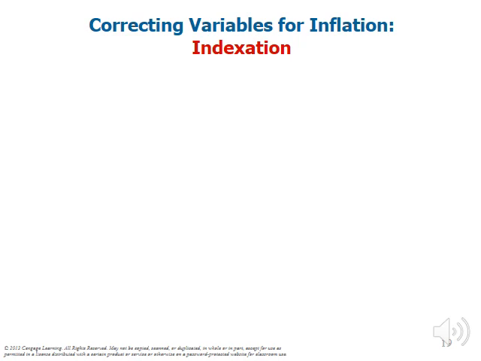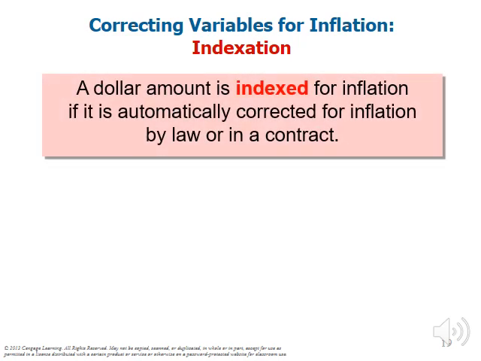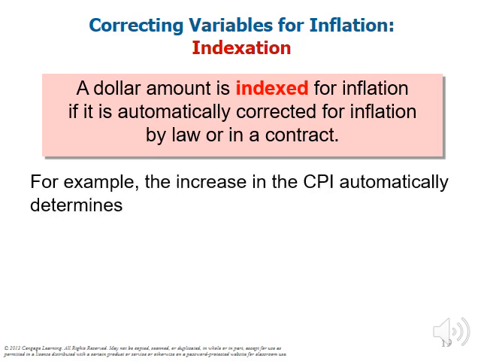Correcting variables for inflation: indexation. A dollar amount is indexed for inflation if it is automatically corrected for inflation by law or contract. For example, the increases in the CPI automatically determine the cost of living allowances in many multi-year labor contracts, and also adjustments in Social Security payments and federal income tax brackets. It's interesting that we haven't attached the minimum wage to a COLA. We haven't indexed it to inflation.